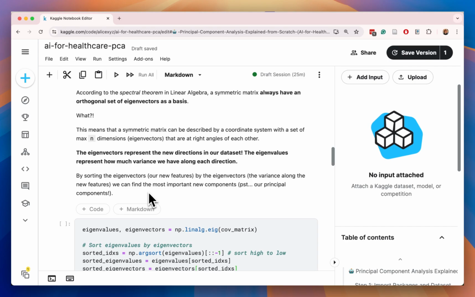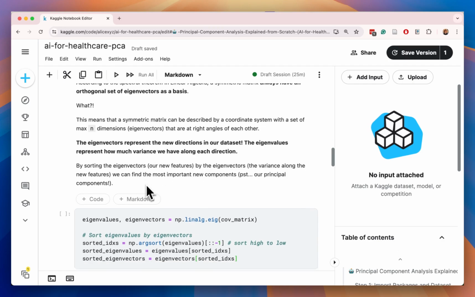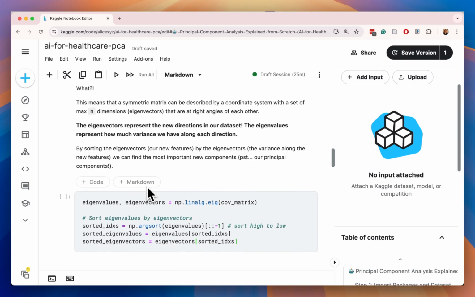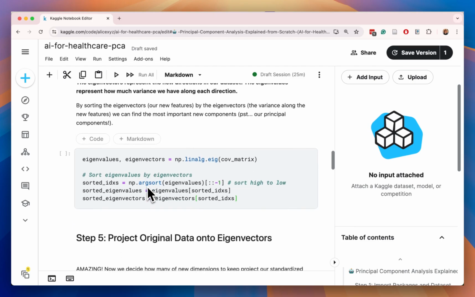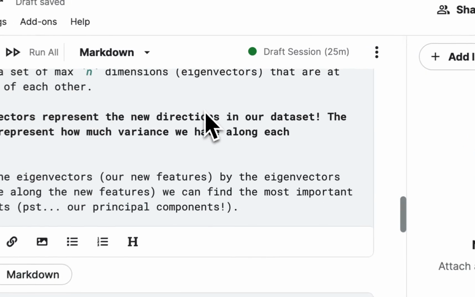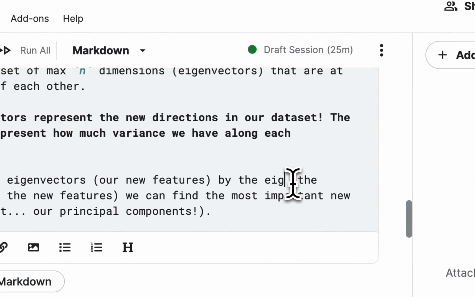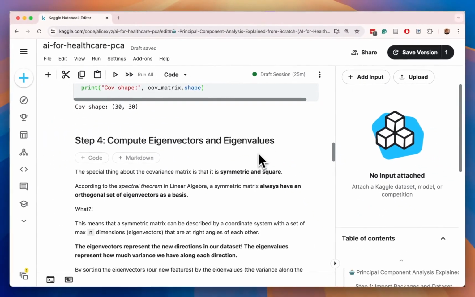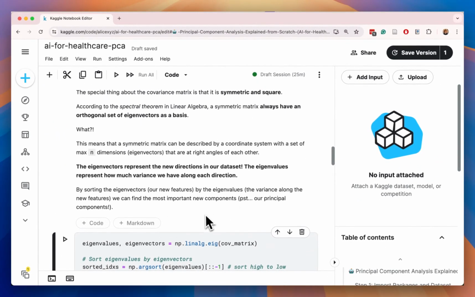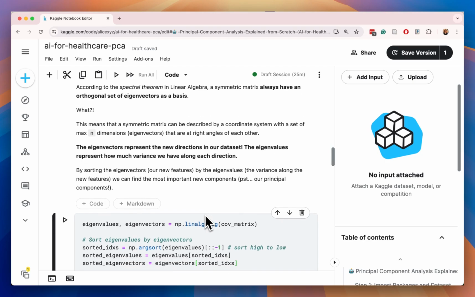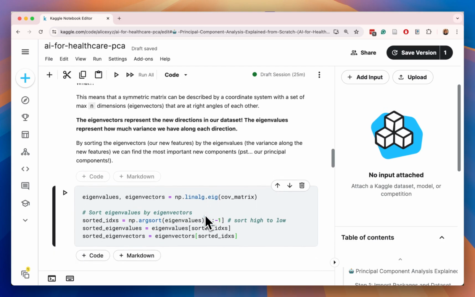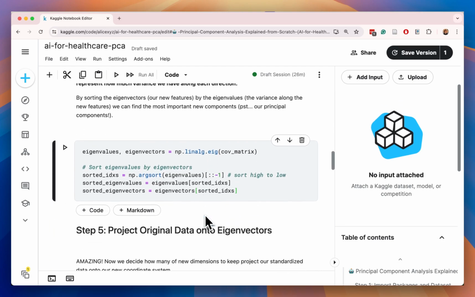Because then we can start removing these dimensions and have them aligned just like we could when we only had one axis made rough or spread. And the eigenvalues represent how much variance we have along each direction. So by sorting the eigenvectors, or new features, by the eigenvalues, which is the variance of our most important features, we can find our most important new components. And these are our principal components.